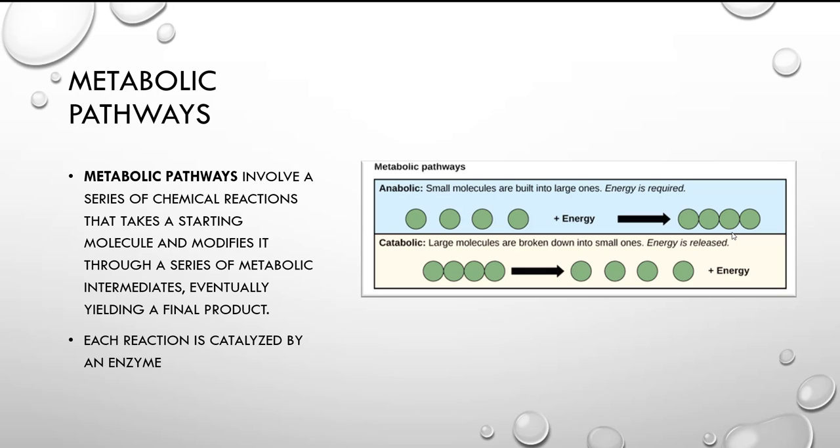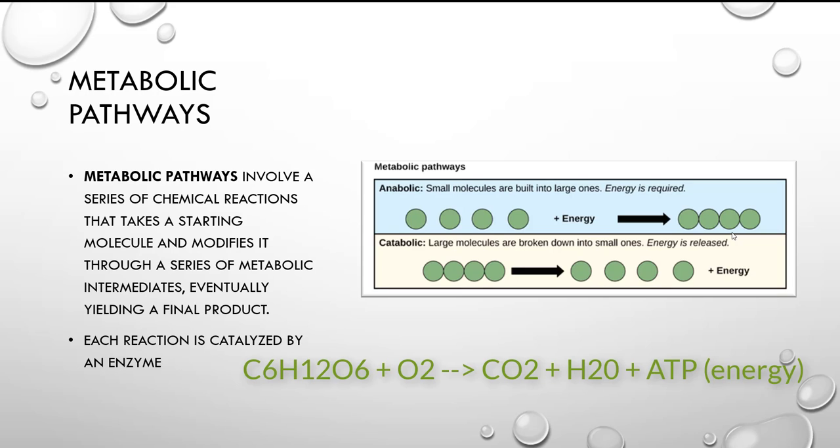Another example of a catabolic reaction, which we'll talk about next week, is cellular respiration. So by taking that glucose molecule and undergoing cellular respiration, we will produce carbon dioxide and water in a burst of energy, so ATP. All right, so energy gets released from a catabolic reaction.